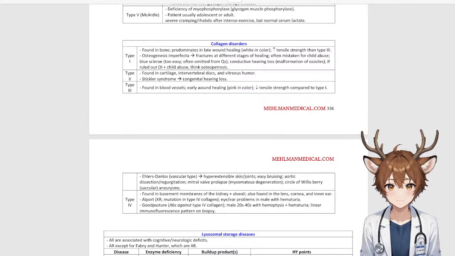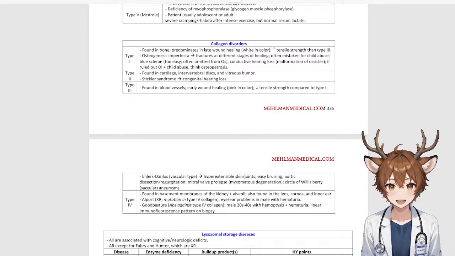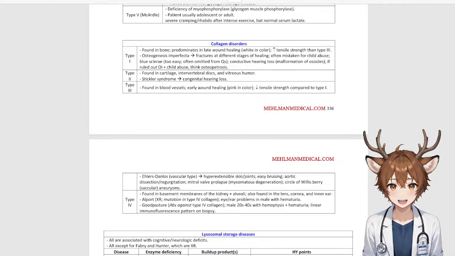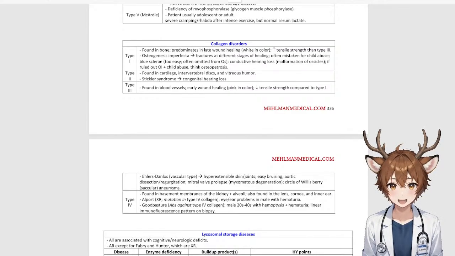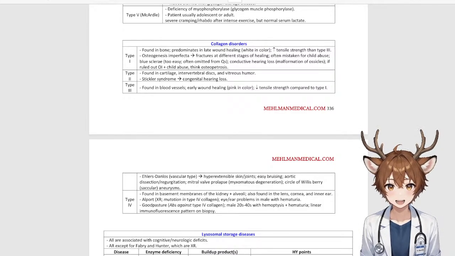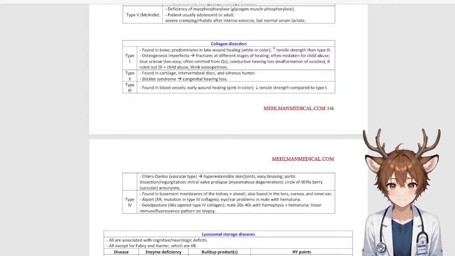So let's go through one through 4. Type 1 collagen disorders, what can we think about? Osteogenesis imperfecta. Type 2 collagen disorders, what can we think about? Stickler syndrome. When we talk about type 3 collagen disorders, what can we think about? Ehlers-Danlos syndrome. When we talk about type 4 collagen disorders, what can we think about? Alport syndrome and Goodpasture syndrome.